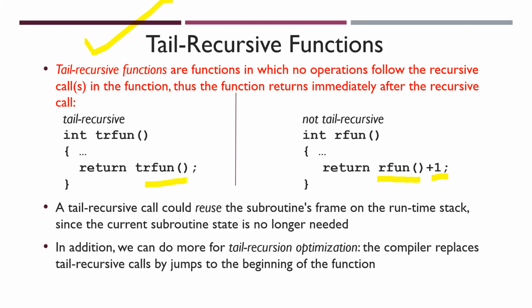So if the recursion output is returned immediately, then it is called tail recursive. If the recursion output is added with a value or subtracted with another value and then returned, it is called non-tail recursive. So tail recursive functions are functions in which no operations follow the recursive calls in the function. Thus, the function returns immediately after the recursive call. Clear?